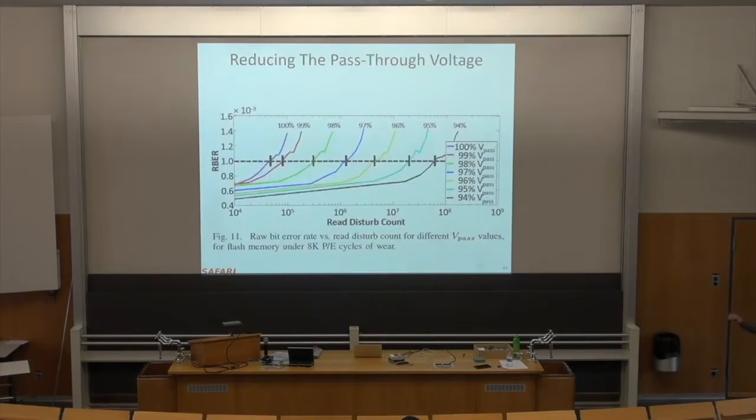So okay, let's take a look at this. This is an example. This is, again, real data from real devices. This is your read disturb count on a block, and this is a measured raw bit error rate. And this is what happens if you apply different pass-through voltages.